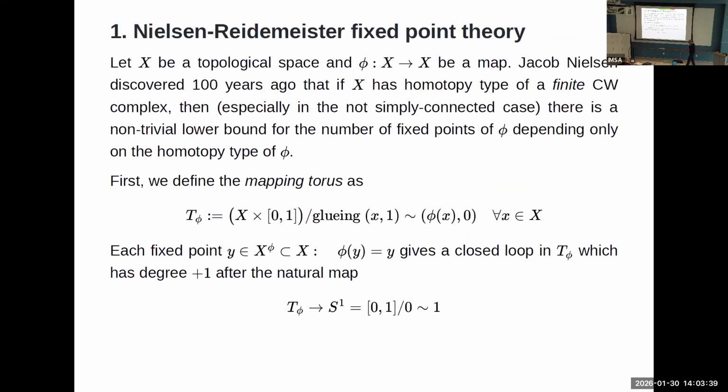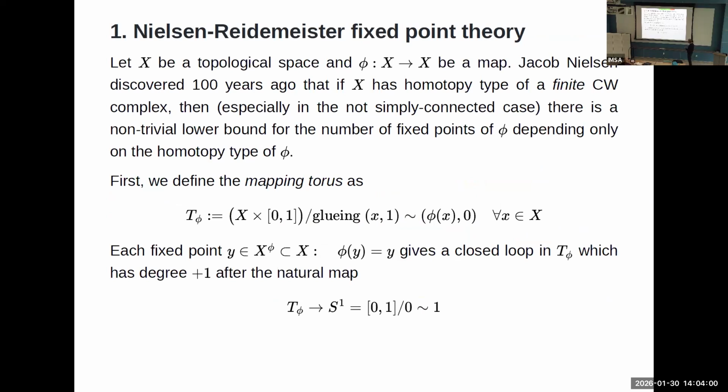Now I'll tell you the story, which this year will be exactly 100 years old. In 1926, Jakob Nielsen discovered the basics of his fixed point theory that he developed over several years.